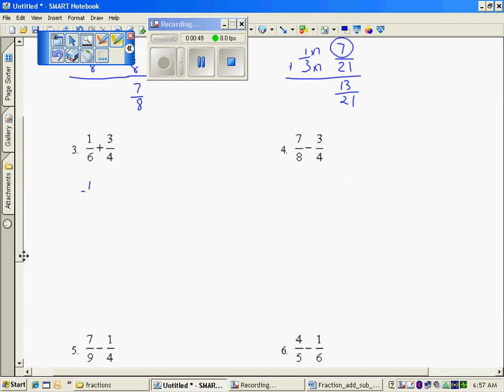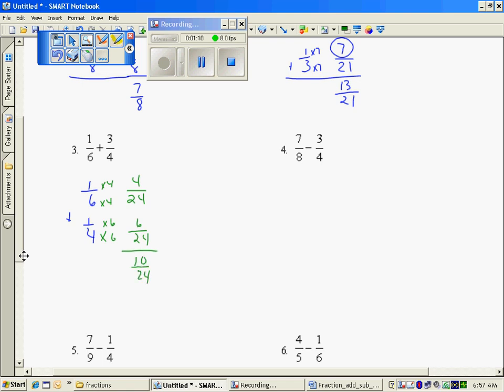Third problem, 1/6 plus 1/4. Common denominator, you might want to look at this as being a 24 or a 12. Either way, you're going to get the same answer. If I make it a 24, I'm going to multiply by 4. And in 1/4, I'm going to multiply by 6. So adding those, I get 10/24ths.